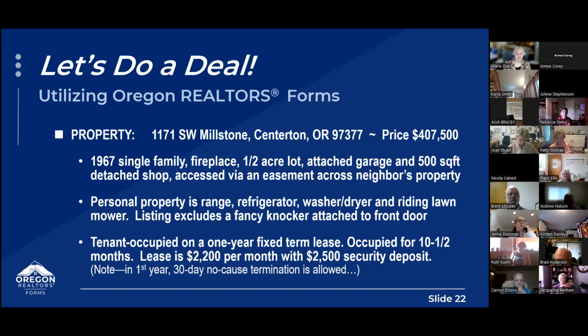There is a tenant in there that's on a 1-year fixed term lease, occupied for 10 and a half months. The note is that in the first year, the 30-day no-cause termination is allowed. That's as of right now. There's a whole bunch of stuff coming through, not only our Oregon legislature, but the city of Eugene is doing some things. So be wary of that information as well. And we're going to keep up to date on the forms as the laws change.